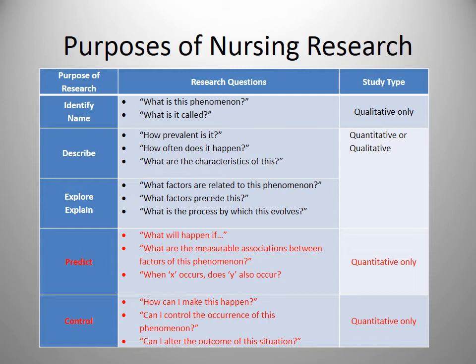Control. How can I make this happen? Can I control the occurrence of this phenomenon? Can I alter the outcome of this situation? If I'm trying to control for a specific type of intervention and seeing what happens afterwards, that's quantitative only.